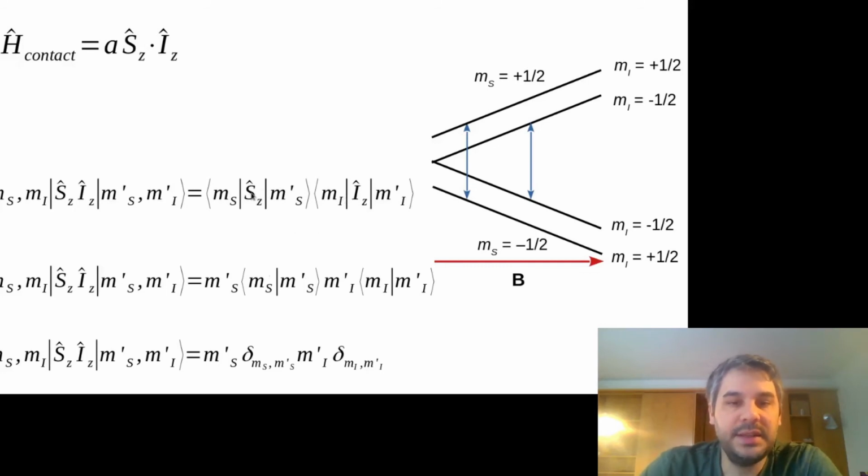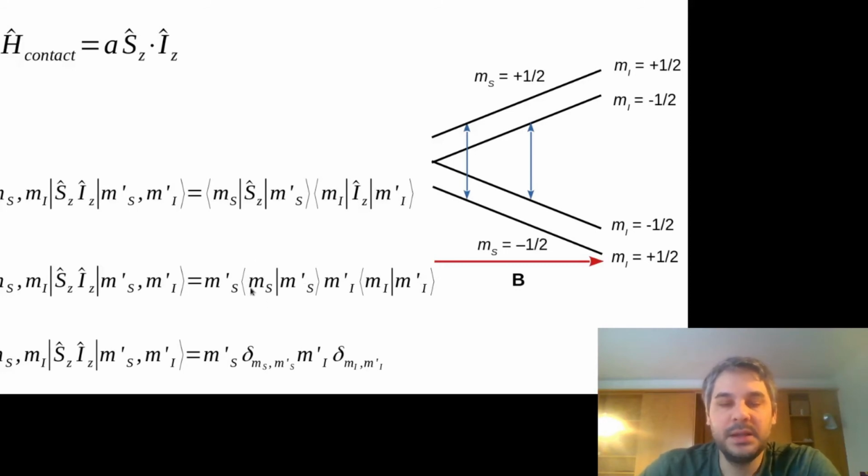So if we calculate the value of S on m prime s, we get m prime s times the same ket, and therefore this is a constant m prime s that goes outside the bracket. So we get m prime s times the bracket of ms m prime s, and we have the same for mi. We get m prime I, which is a number, either plus 1/2 or minus 1/2 in this case, times the bracket of mi m prime I.